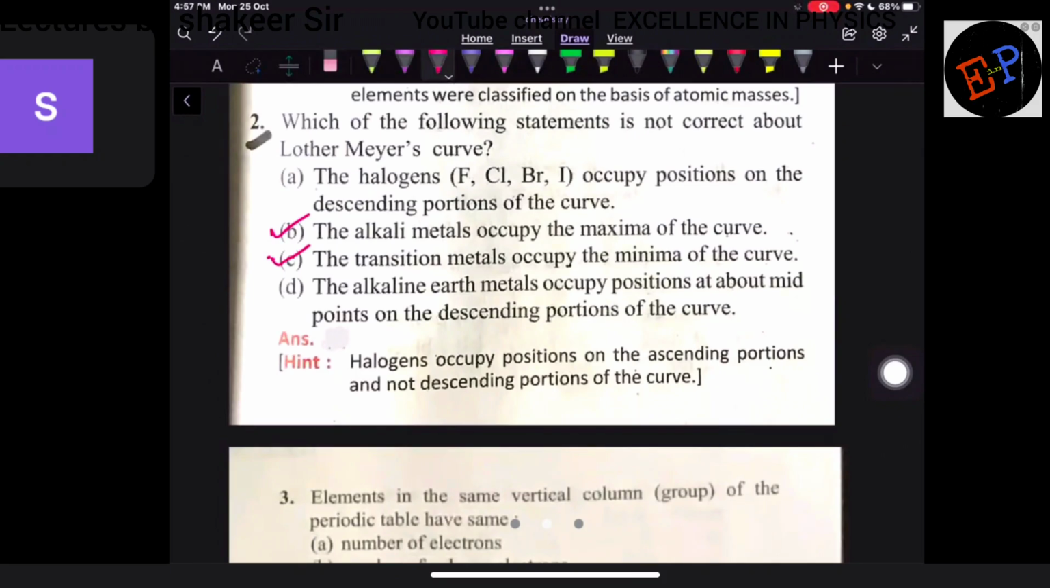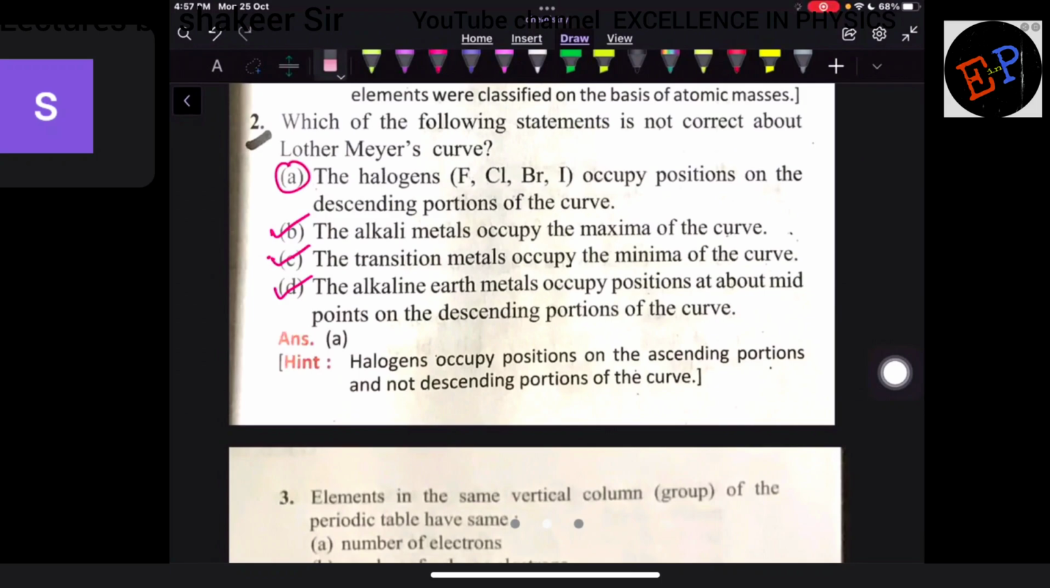Are you able to understand? Alkaline earth metals occupy positions between the midpoint and the descending portions of the curve. Clear now? This option is also correct. Then which is the option? Which is the wrong option now? So option A. So this is the wrong option. So this is my answer.